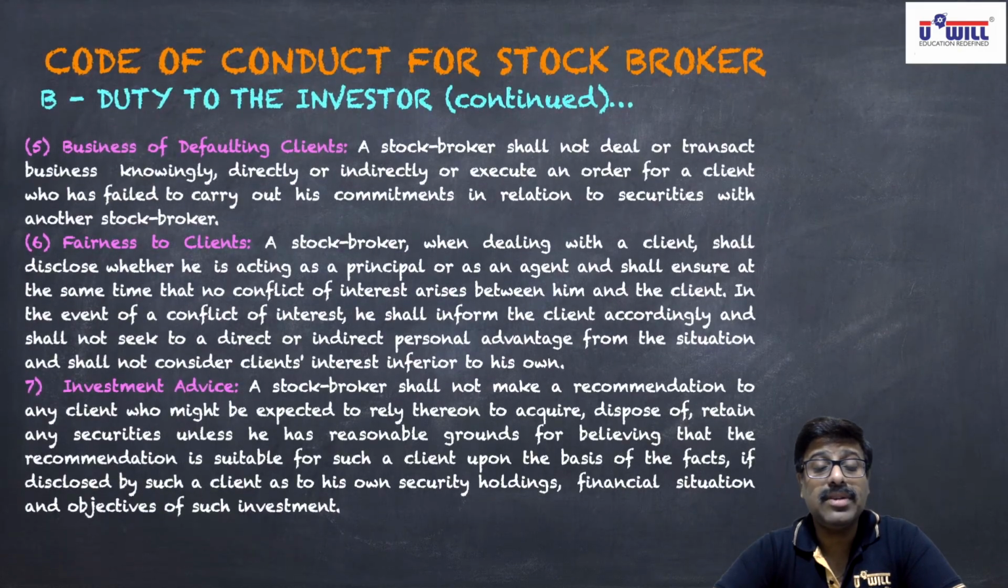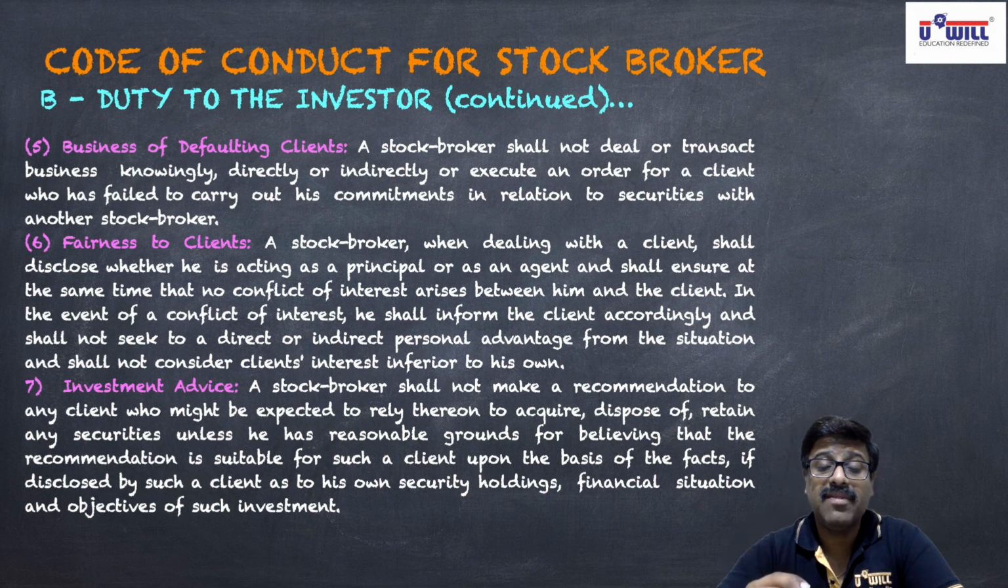Then again, duties towards the investors are continued. Fifth, business of defaulting clients. A stockbroker shall not deal or transact business knowingly, directly or indirectly, or execute an order for a client who has failed to carry out his commitments in relation to securities with any other stockbroker. So SEBI has clearly mentioned this.